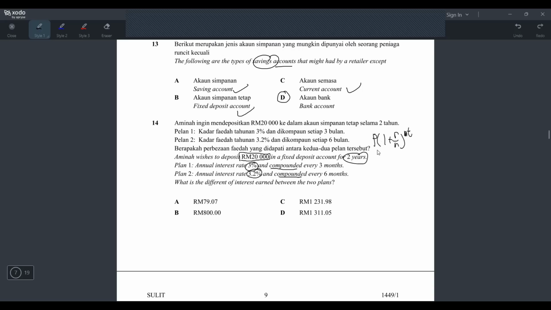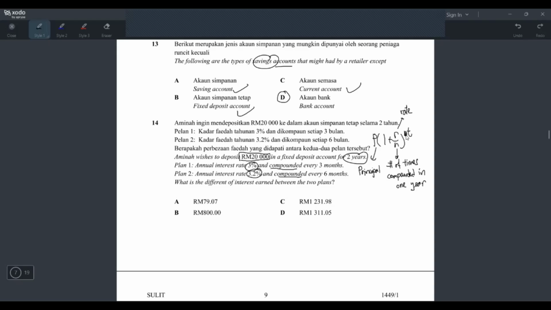Okay, what does P stand for? The principal. And what is R? The rate, or you can say the interest rate. And what is N? The number of times compounded in 1 year. Don't worry, I'll explain later.